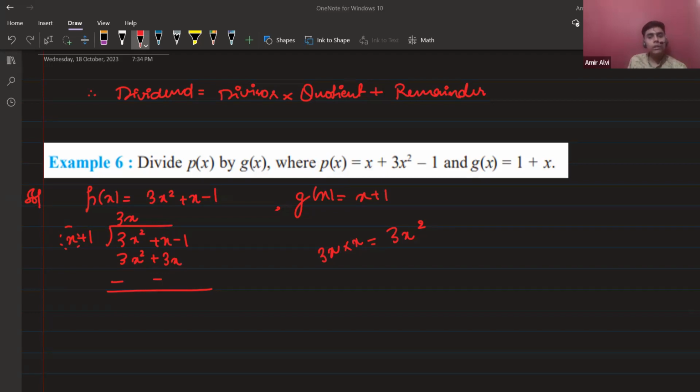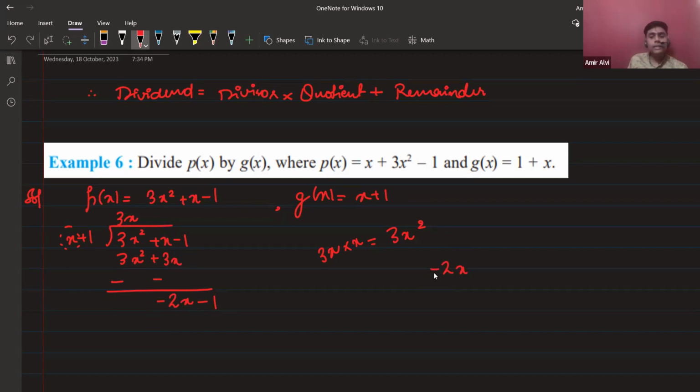Simrat and Abdul? Yes or no? Yes, sir. So minus 2x will be left, because x minus 3x is minus 2x. And the 1 with minus was already there. Now I have minus 2x.